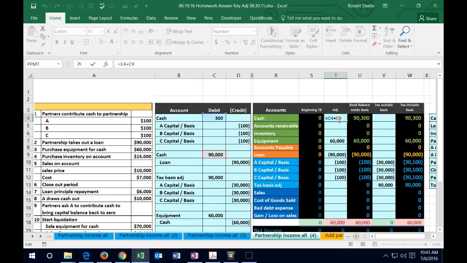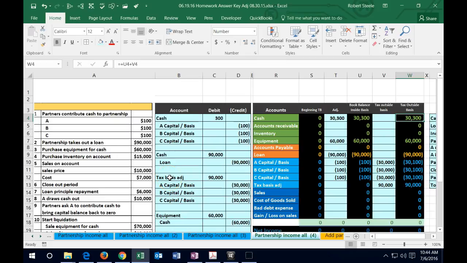I'm going to double click on it. Something's in it. Going to go to the end of it and plus and have this credit. So there's a credit. It's going to make cash go down 30,300. No difference here between the two methods, the tax and the book. So we are okay with that.